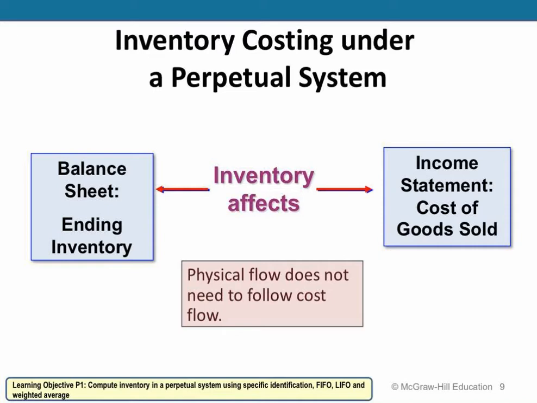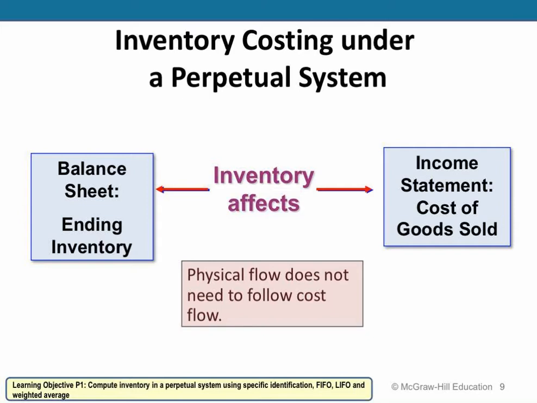It's also important to know which accounting system we use doesn't need to follow the physical flow. So in other words, if we actually sell the oldest item that we purchased, we are within our rights to use specific identification, first in, first out, last in, first out, or the weighted average as our accounting system. These inventory costing systems tend to be a little bit sticky. So once a company has selected the system it's going to use, it tends to need to stay with it.